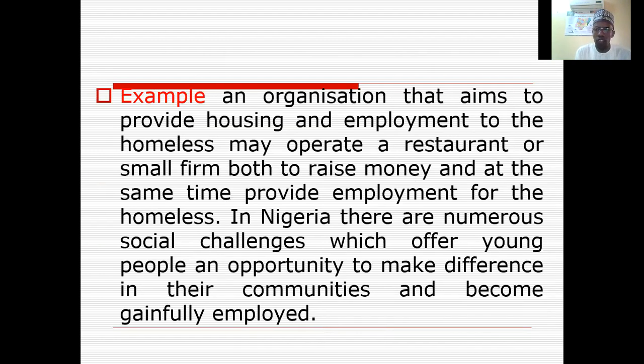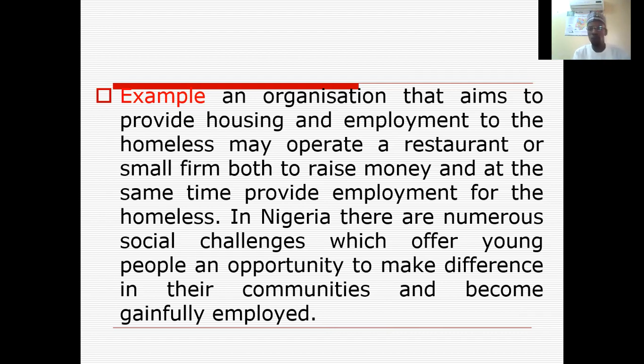For example, an organization that aims to provide housing and employment to the homeless may operate a restaurant or a small firm, both to raise money and at the same time to provide employment for the homeless. In this situation, the homeless people could be the employees in the restaurant. You understand? Engaging them allows them to be gainfully employed and to earn something to help themselves. One reason people are put at an economic disadvantage is when they are socially excluded from mainstream economic activities. The best way to address this is to provide employment, provide education, and things like this. Once you do that, you include them in the main economic activity, so they will not be excluded and they'll be part of the system.